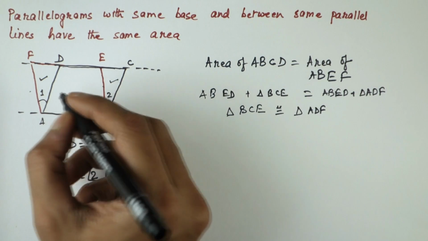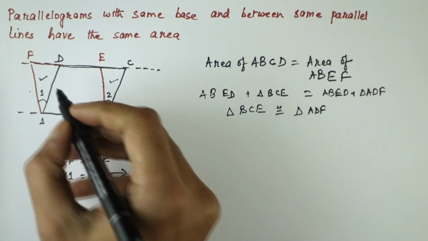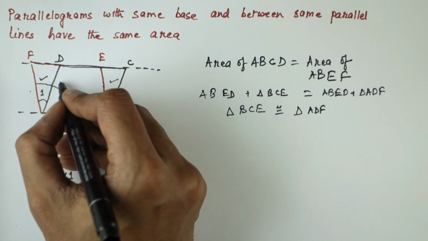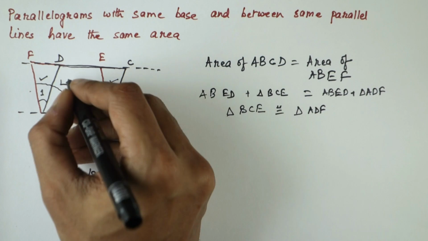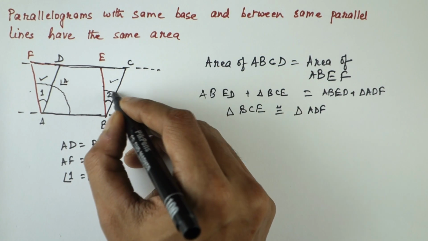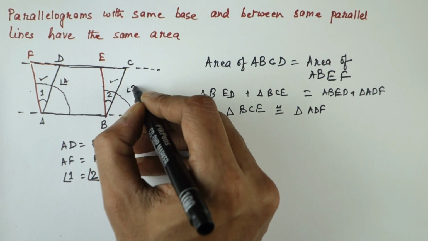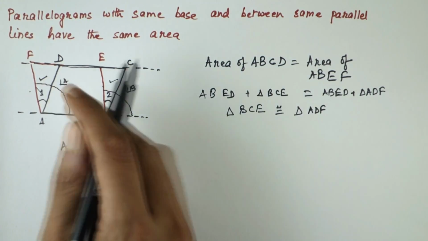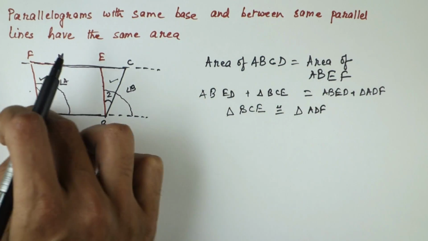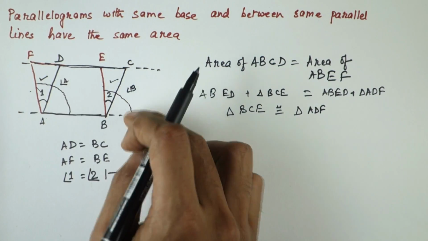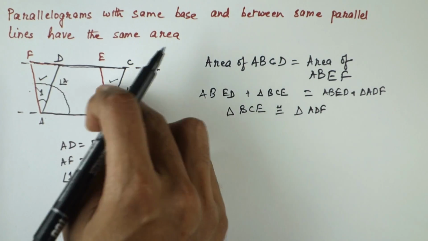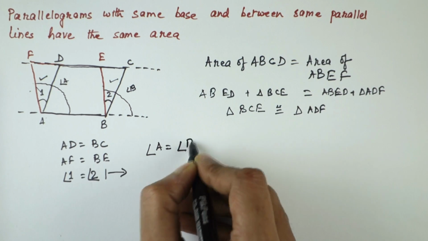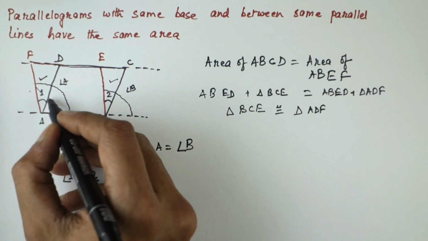So to do that, notice this entire angle. Let's call it angle A. And this entire angle, let's call it angle B. So notice that these are the corresponding angles of two parallel lines. So these are the two parallel lines, and this is the transversal going across these parallel lines, and these are the two corresponding angles. So they will obviously be equal. So angle A is equal to angle B.